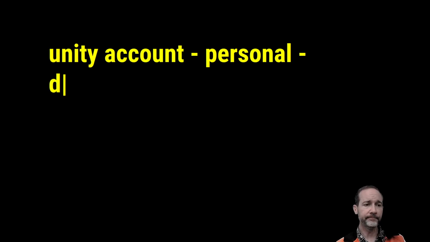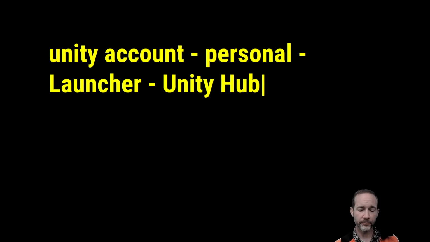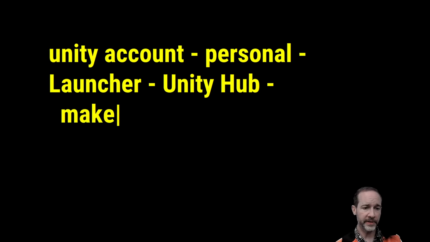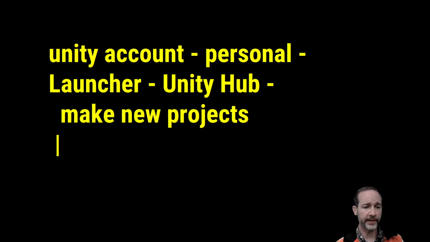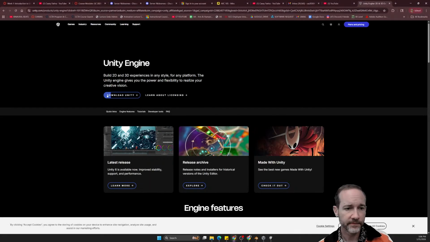Unity is one of these programs, like most of them now, where there's a launcher, meaning that you download a thing, and that launcher is called Unity Hub. And then from Unity Hub, you can make new projects, and you can also download different versions of Unity. Both of those things happen, so you download Unity Hub first, and then you can make new projects and download different versions. Everybody with me there? Okay. And so that's here.